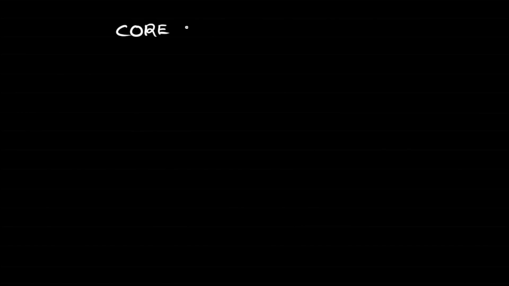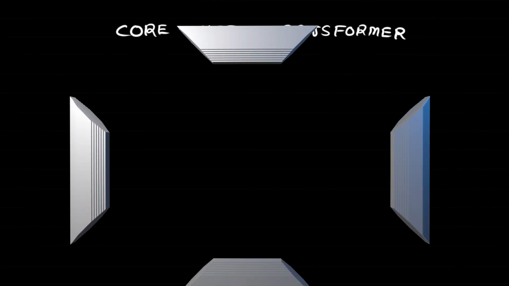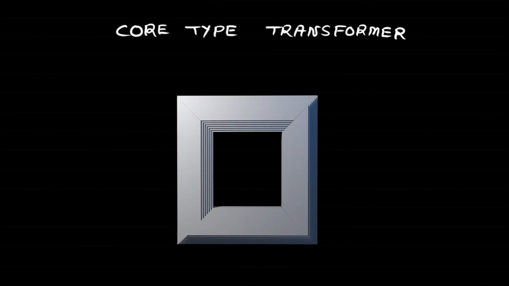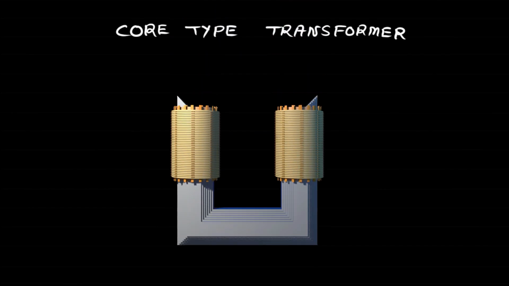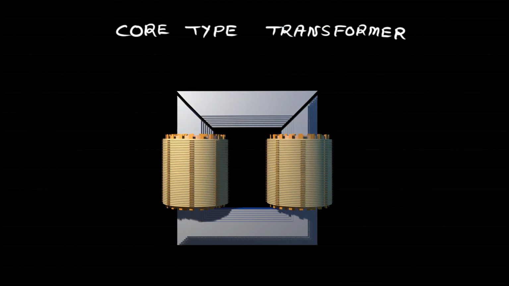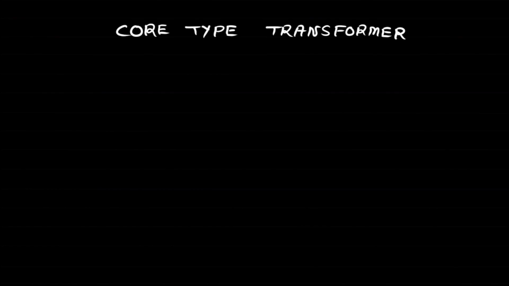Let's first examine the core type transformer, the most common design used in distribution and power transformers worldwide. In a core type transformer, the windings surround the core. Picture two vertical legs connected by horizontal yokes at the top and bottom, forming a rectangular magnetic circuit. The primary and secondary windings are wound around these vertical legs. Notice how the windings encircle the core. This is the defining characteristic of core-type construction.